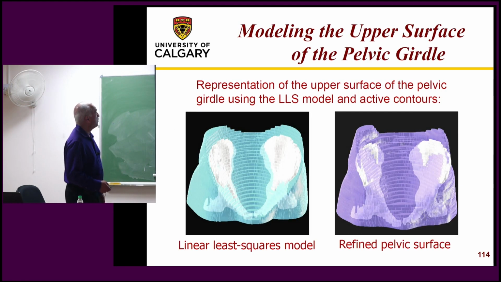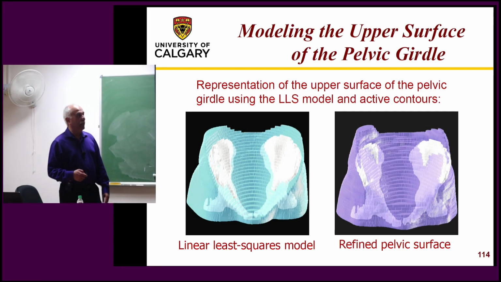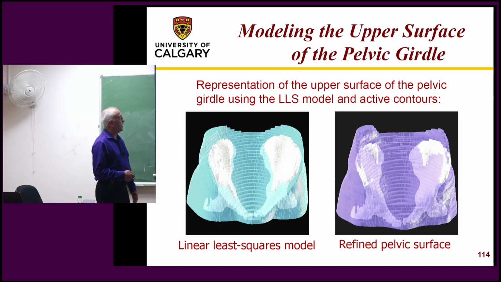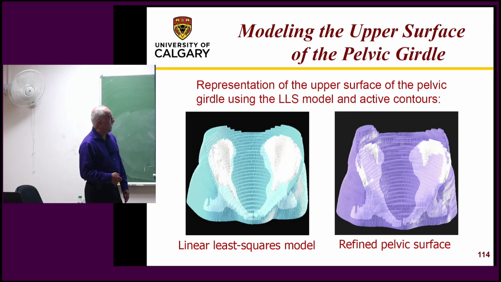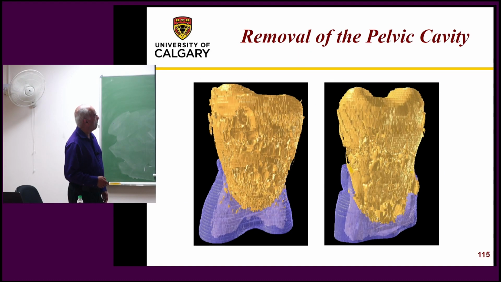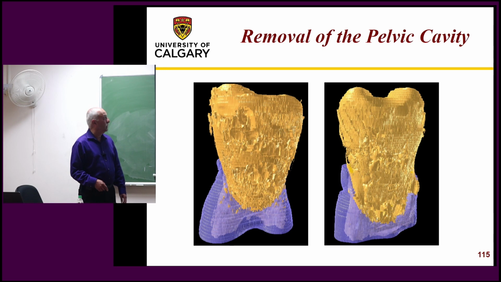organs or parts. So next, the two models that we used for the diaphragm were also applied here, the linear least squares and then active contours. And we get the refined pelvic surface here with the hard bones shown here in white. So then we can remove the pelvic cavity from the data set.